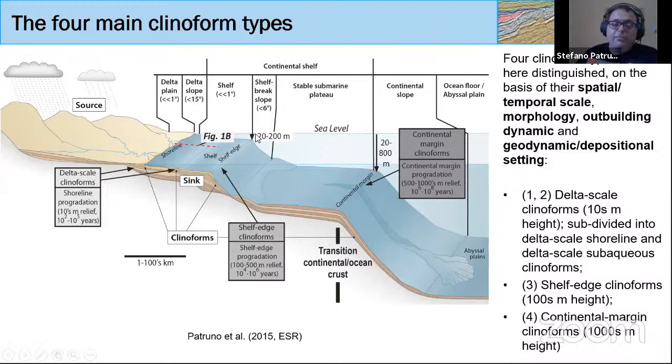Shelf edge clinoform is also fully subaqueous. It's got the clinoform rollover, which is fully subaqueous, unless we're talking about shelf edge delta. Shelf edge delta happens when the delta clinoforms manage to prograde throughout all this shelf and reach the shelf edge. And so therefore, we have different clinoforms that are merging together.